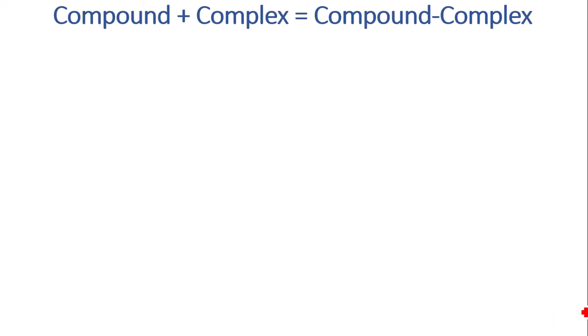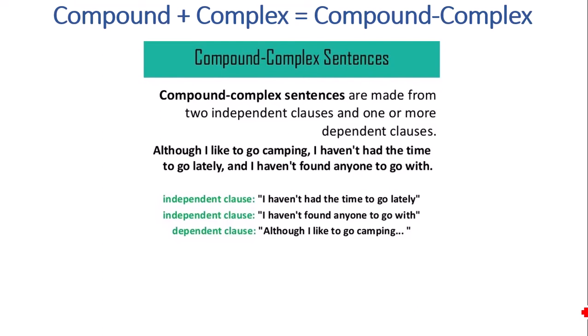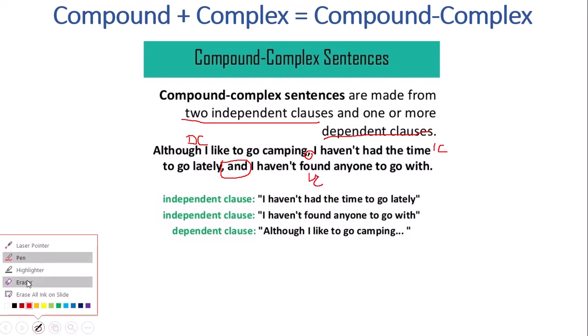With a compound complex sentence, basically, they have two or more independent clauses and one or more dependent clauses. So this is an example. Although I like camping, it's our dependent clause. Comes first, so we get the comma. I haven't had any time to go lately. That's our independent clause. And it's our conjunction. I haven't found anyone to go with. Independent clause.